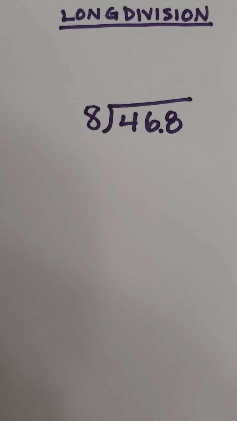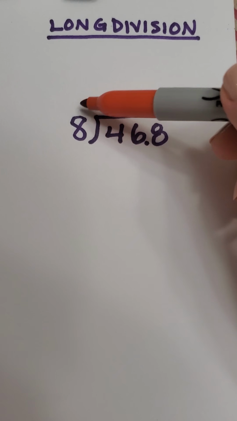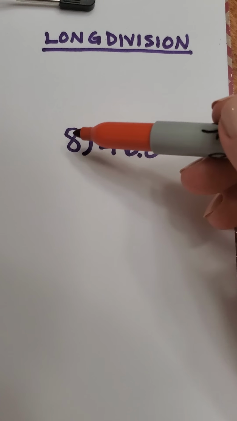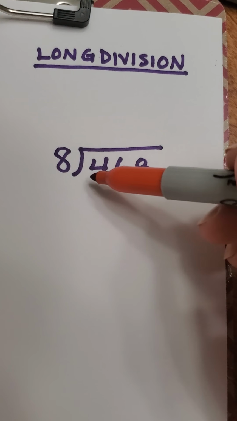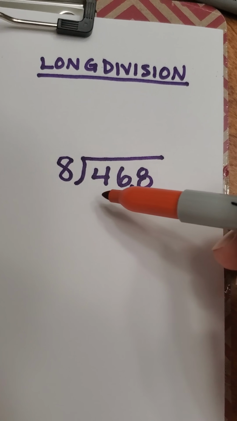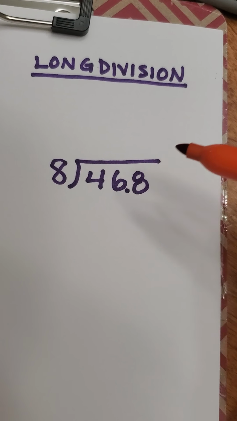So like I said before, with long division, we're breaking up the number by place value. So essentially what we're doing is we're asking how many 8s fit into 4, how many 8s fit into 46, how many 8s fit into 468. So we are asking essentially the whole number, but we're breaking it down by place value.